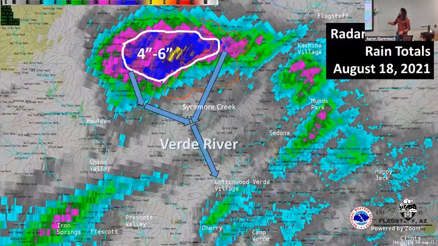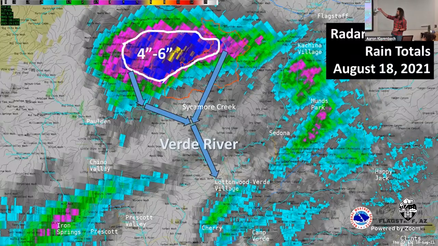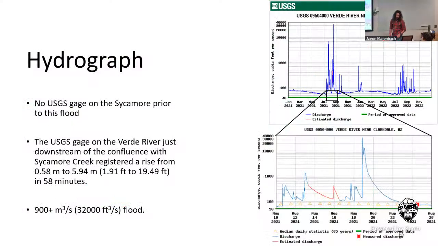But that huge amount of rainfall, the 4 to 6 inches, traveled through the burn scar and down through the various canyons, particularly through Sycamore Canyon, Sycamore Creek, before it converged with the Verde River. And unfortunately, there's no USGS gauge on Sycamore Creek prior to this flood. So we had to rely on what the Verde River gauge showed us at Clarkdale near the confluence.